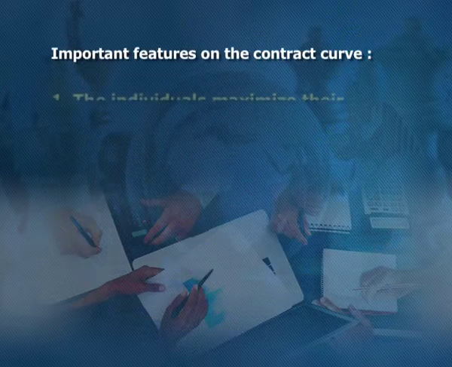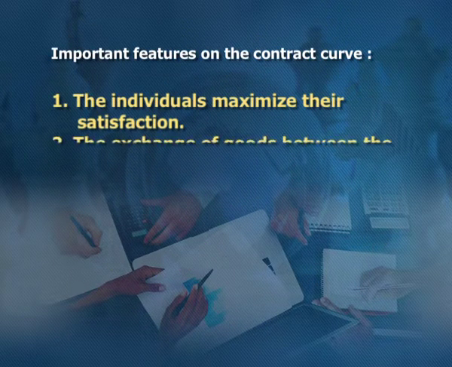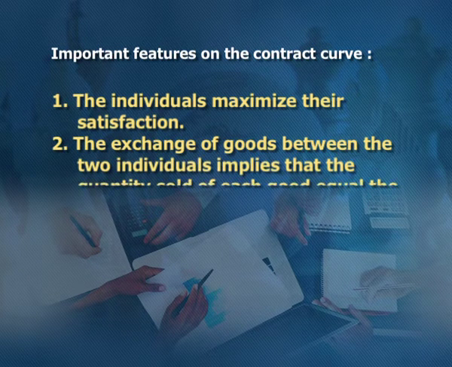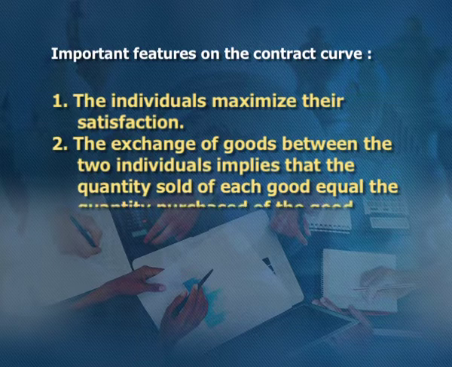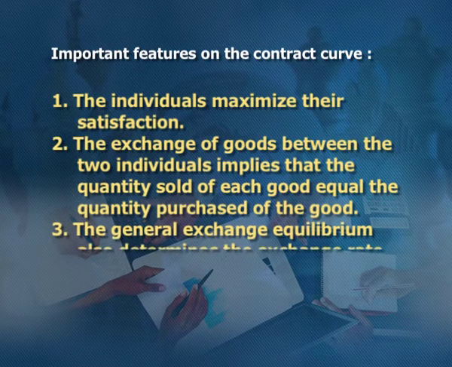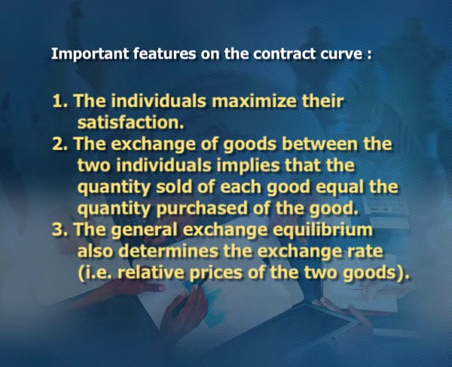First, the individuals maximize their satisfaction. Another is that the exchange of goods between the two individuals implies that the quantity sold of each good equals the quantity purchased of the good. Next, the general exchange equilibrium also determines the exchange rate, that is the relative prices of the two goods.